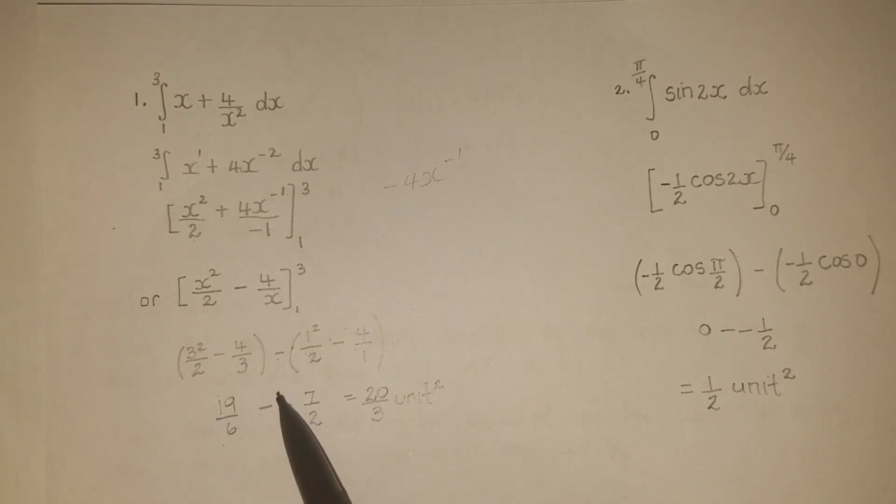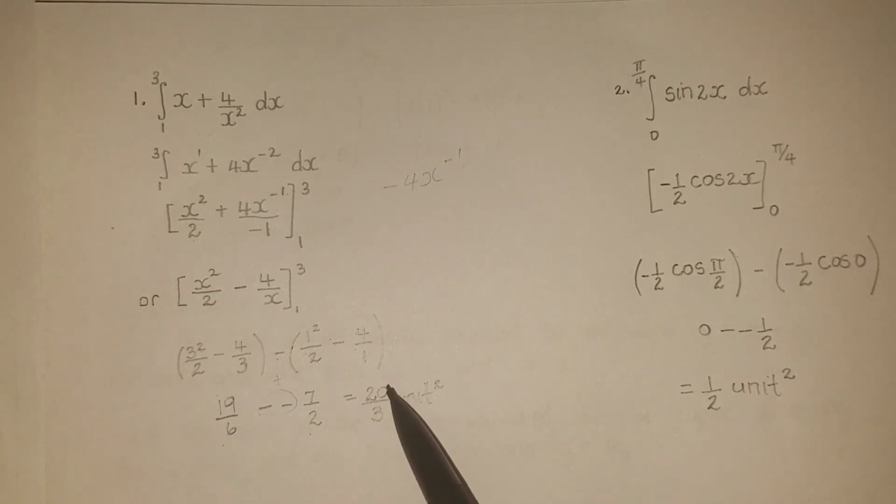So when we have these two negative signs together, it becomes a positive, and when we add these values, we get 20 over 3 as our area.